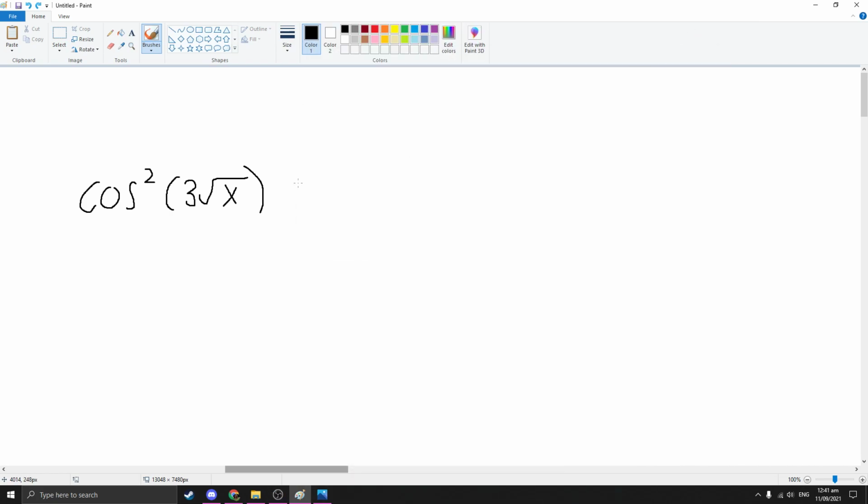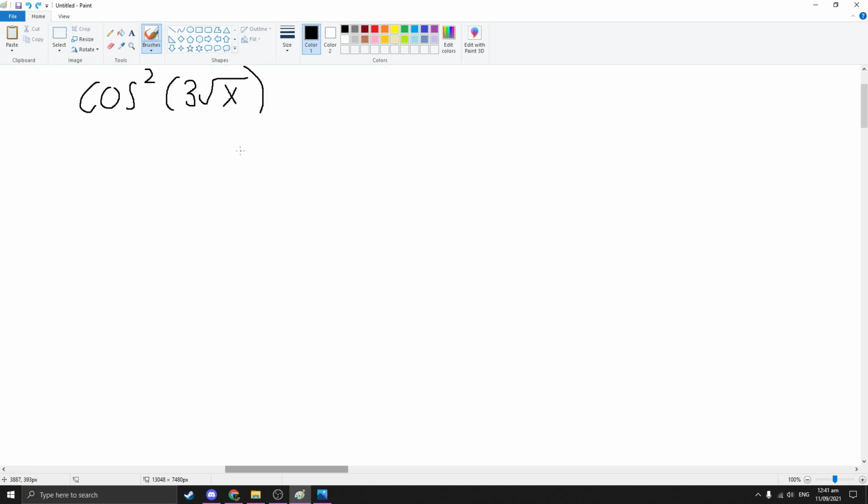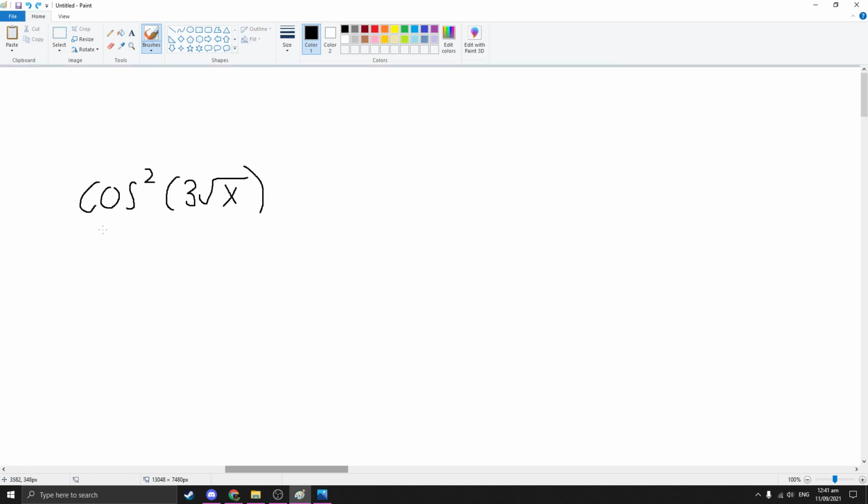So for today's topic, we're gonna have to differentiate or find the derivative of a composite function. So, first of all, meron tayong equation dito na cosine raised to 2, tapos yung function niya is 3 square root of x. So, how are we gonna solve this? Ang gagamitin natin dito is yung chain rule.